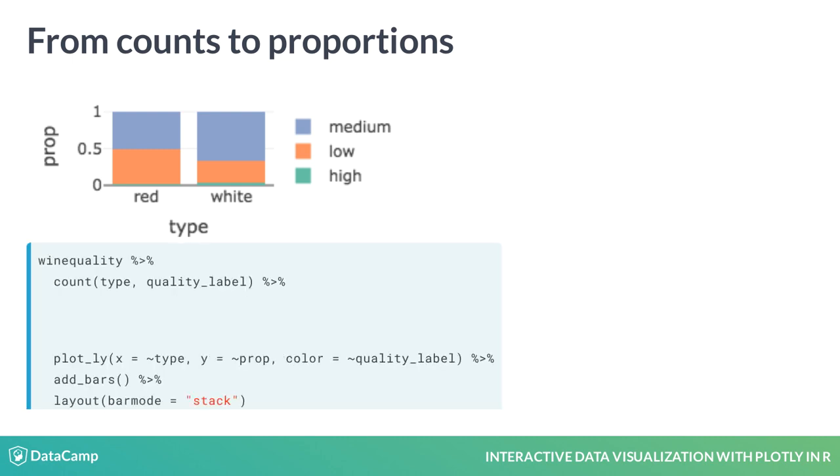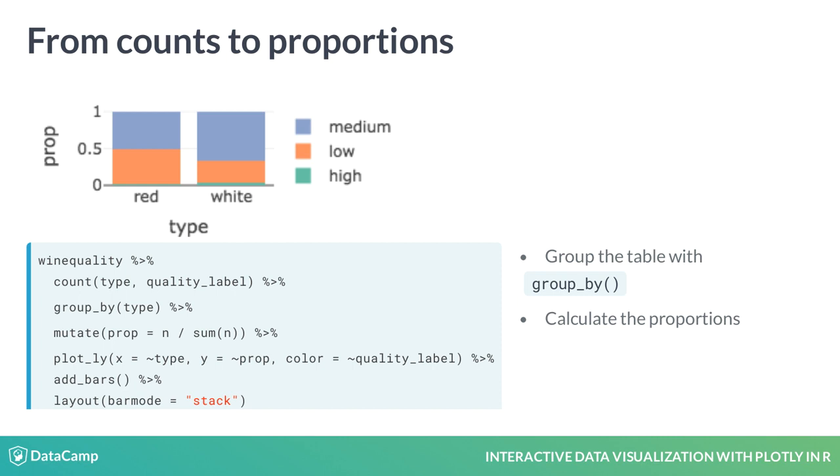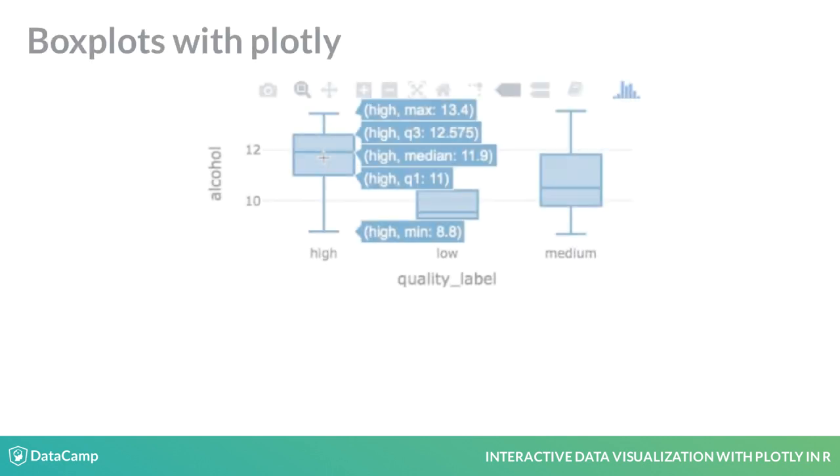Changing from a stacked bar chart of counts to a stacked bar chart of proportions is a data manipulation problem, which is solved in 2 lines of code. First, we group the table of counts by the x variable, which is type in our example. Next, we use mutate to calculate the proportions within each group and store it in the prop column.